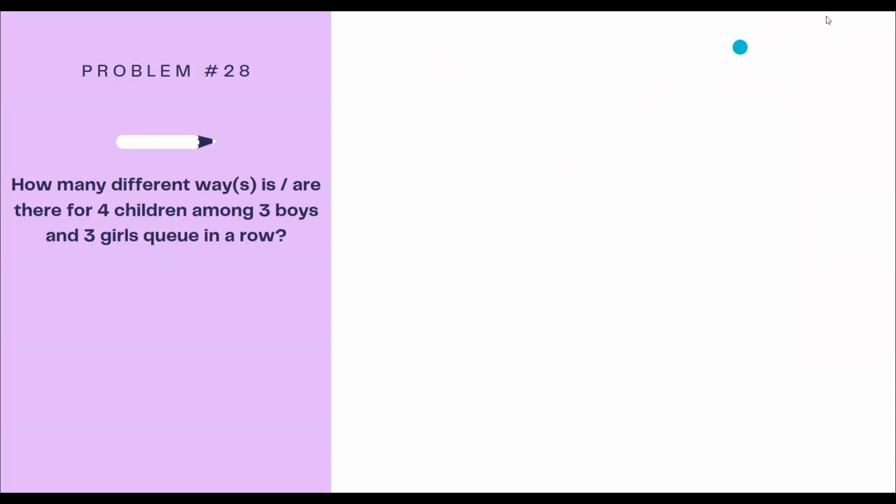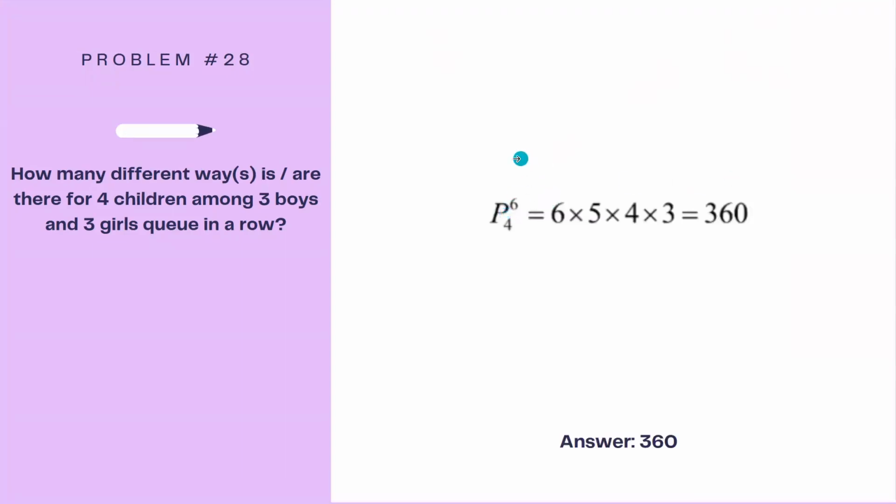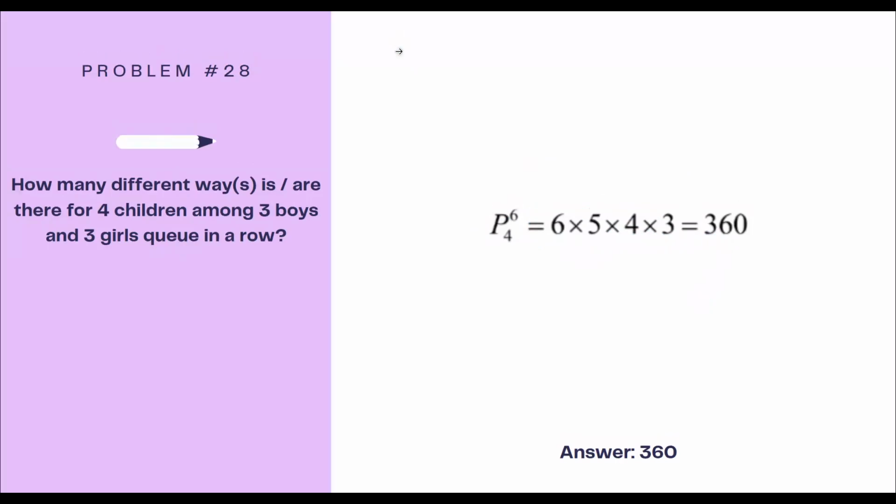So let me try. For this problem, we can use permutation, by the way. Since we have 4 children, and among them we have 3 boys and 3 girls, we have 6 in total. So 6 permutation 4. So we have 6 times 5 times 4 times 3, which is equal to 360. Teacher, why 6 times 5 times 4 times 3?